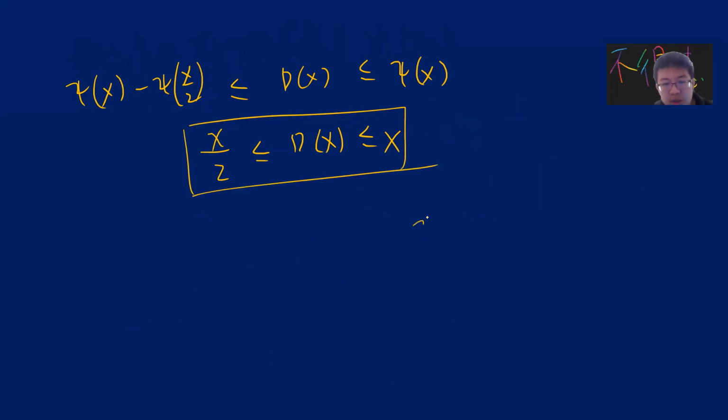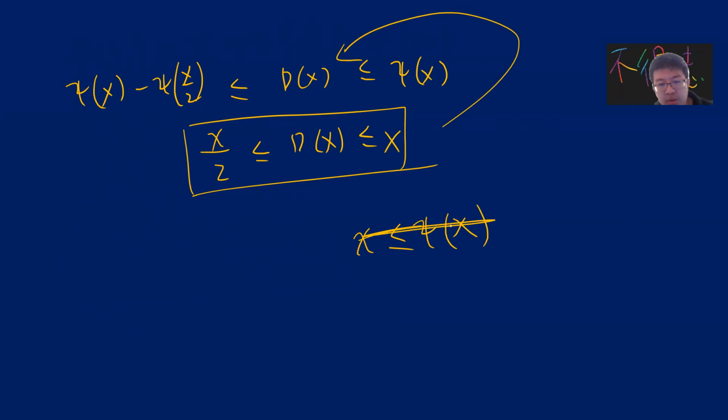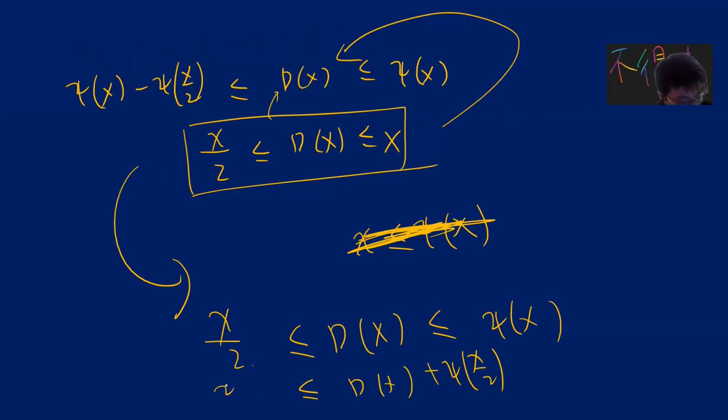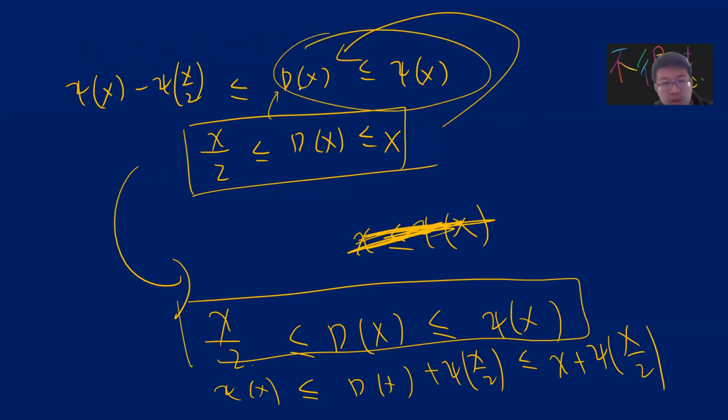So these tell you that psi of x is greater or equal to x from these directions. Let's combine these: d of x is less or equal to psi of x, and greater or equal to x divided by 2, and d of x plus psi of x divided by 2 is greater or equal to psi of x, so equal to x plus psi of x divided by 2. Okay, this one is simple. You just connected this and this. So we get these two.